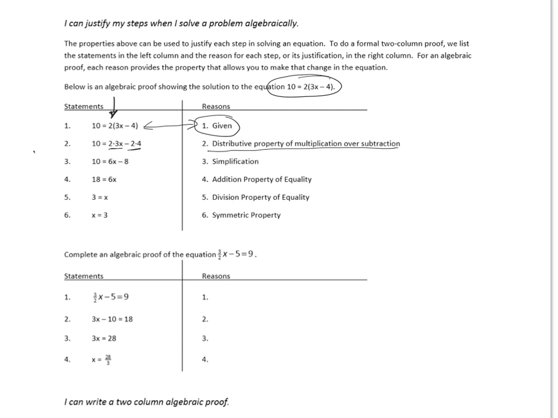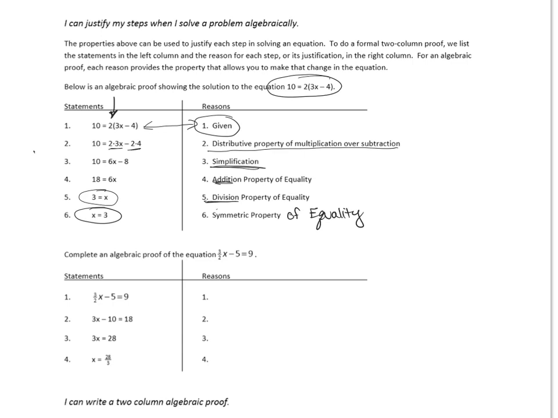Then the next step was just simplify. This isn't the property of multiplication because it's not happening on both sides. It's just simplifying. Then they added the 8 over for addition property of equality and divided both sides by 6. So I have the division property of equality. Now here I have 3 equals x, but that's not our standard way of writing x equals something. So I have to flip it around: x equals 3. And when I flip something around, that's my symmetric property of equality. And then we're done with the proof.